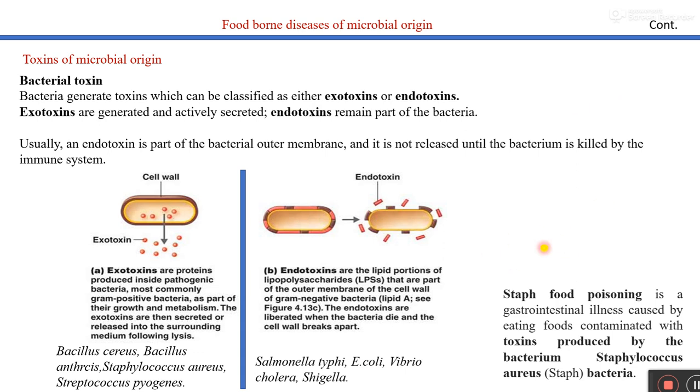So the main disease which is generally caused by the toxin released by bacteria growing in foods is staph food poisoning, and it is a type of gastrointestinal illness. And as I already told you earlier, it is caused by eating food contaminated with toxin produced by the bacterium Staphylococcus aureus.